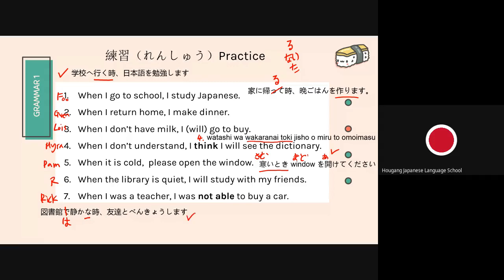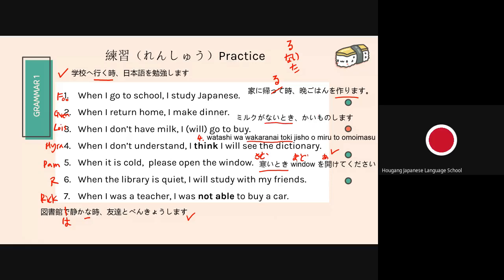Okay, can voice or feeling? Your answer is very good. Okay, I put here. Okay, very good. Milk, okay, very good. Milk ga nai toki, kaimasu, good.